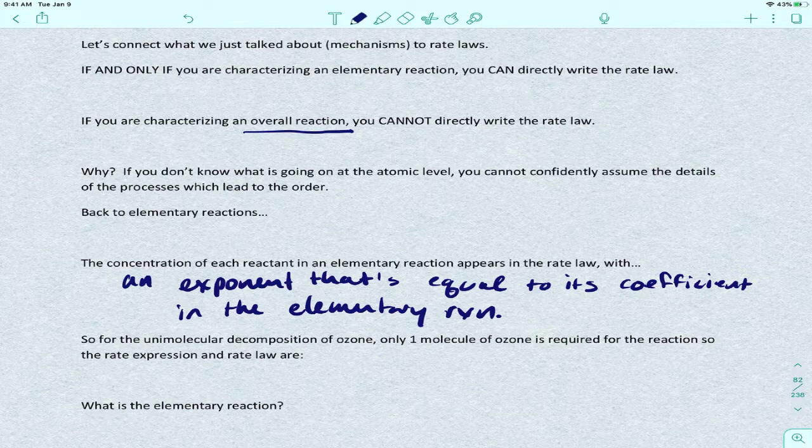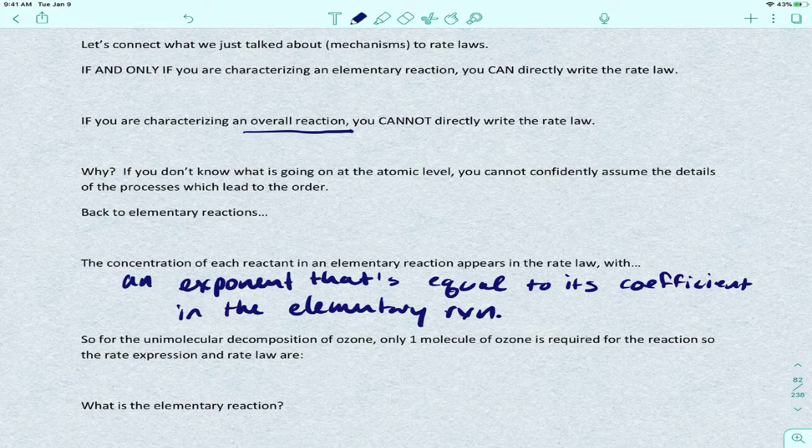This works, and the exponent is going to be equal to its coefficient in the elementary step. This only works if we're talking about a step that's part of an overall reaction. If the reaction only has one step, we can't do it this way.